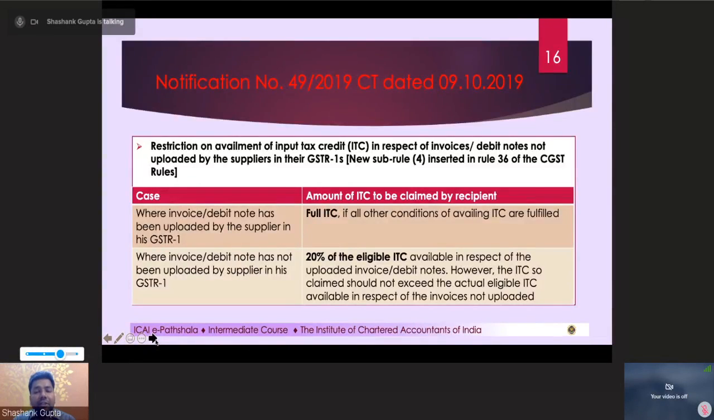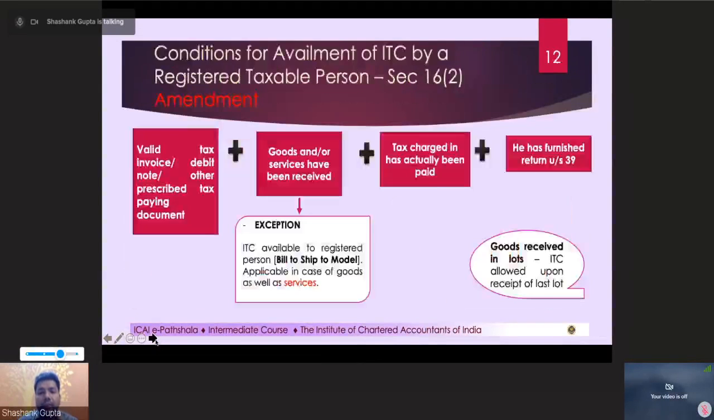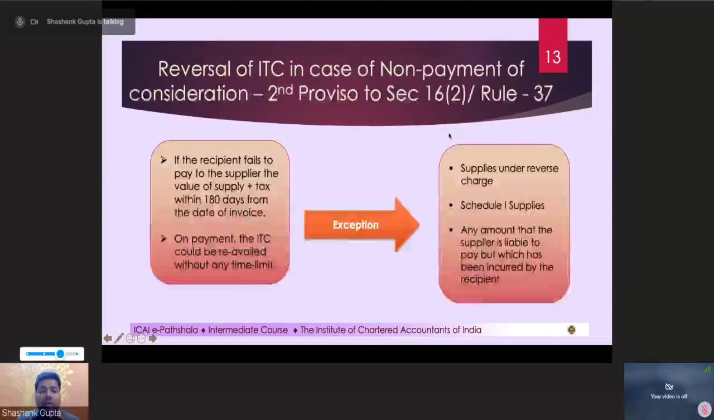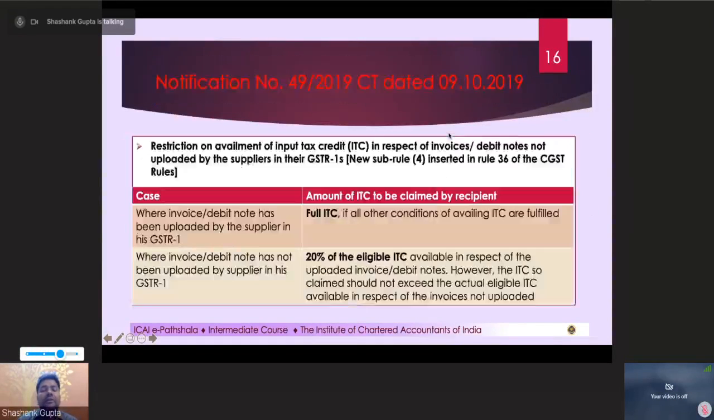Now a recent change, which is recent from your examination perspective. So you would recall in this PPT, here we had discussed that tax charged has actually been paid. So this condition is supplementing that provision.